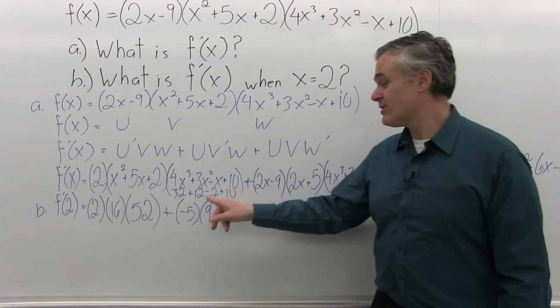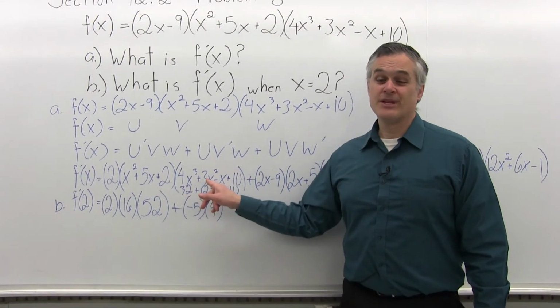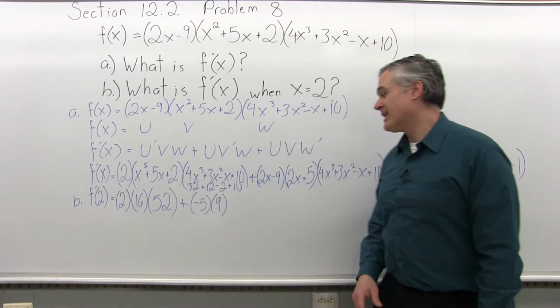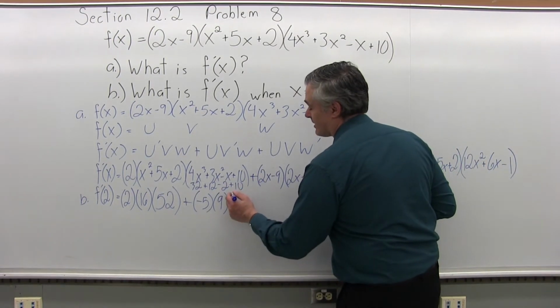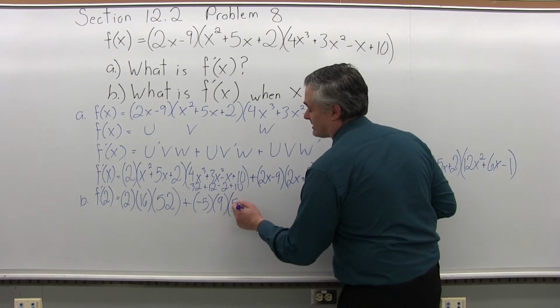Well, last time I put in a 2, it came out to 52. So there's no need to do the work again. If it came out to 52 a minute ago, it's going to come out to 52 again. You can do it if you like, but I'll just rely on my previous work and say that it is 52.